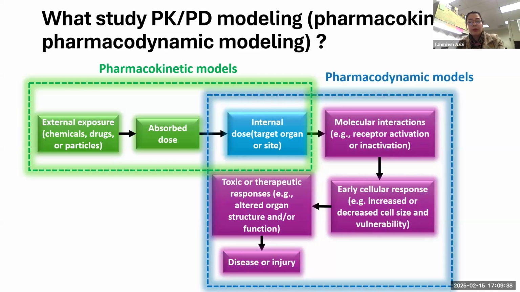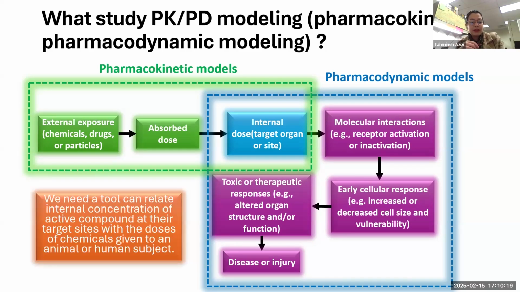Also for the pharmacodynamic model, we are interested in other factors like molecular interactions, for example, receptor activation or inactivation, or we are interested in cellular responses, for example, increased or decreased cell size and viability, or the therapeutic or toxic responses that we get, and, for example, functionality of organs. And also at the end we are going to use this approach to be able to model different types of disease.